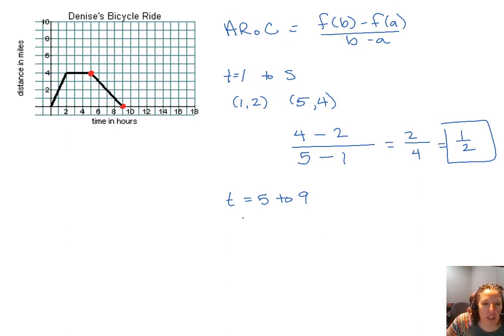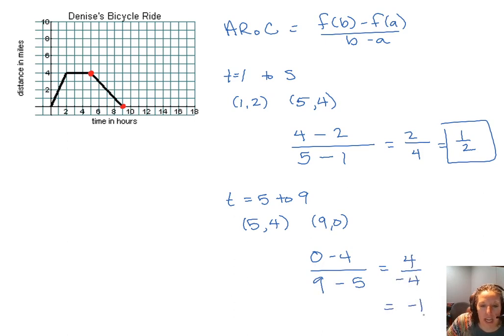Well, we've already found that at t equals 5, we get a distance value of 4, and at 9, we see that it has a y value of 0, and we're going to do the same thing. Again, it does not matter which point we use first, provided we put the values that come from the same point together. So, remember, you always put y's on the top, so 0 minus 4 over 9 minus 5, and we get 4 over negative 4, or negative 1.